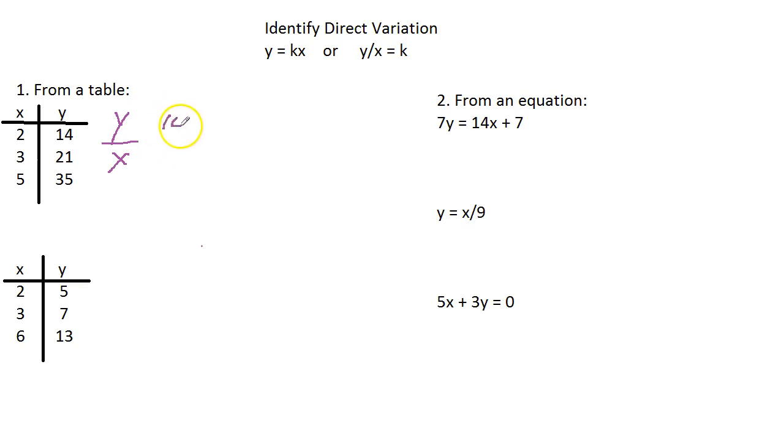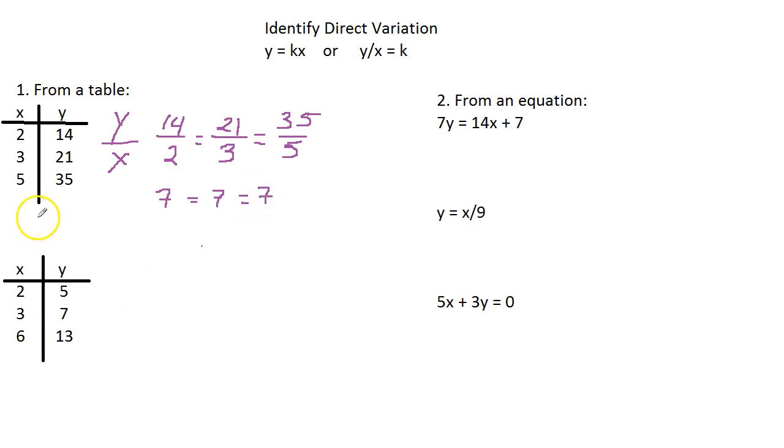So I'm going to take my 14 and put it over 2. That reduces to 7. Next, I'm going to take my 21, the y value, put it over its corresponding x value, 3. That also reduces to 7. These are equal. So that means I have to test the last value. If they were not equal, I could stop right there and say not direct variation. However, I must test the last one because those two were equal. So 35 over 5, and that also reduces to 7.